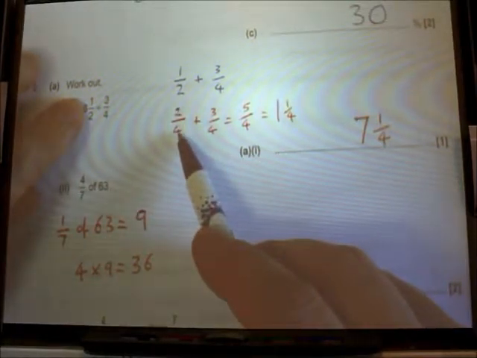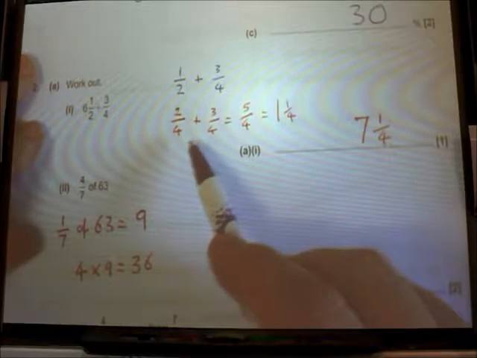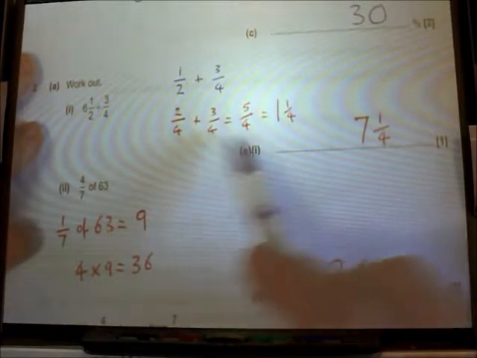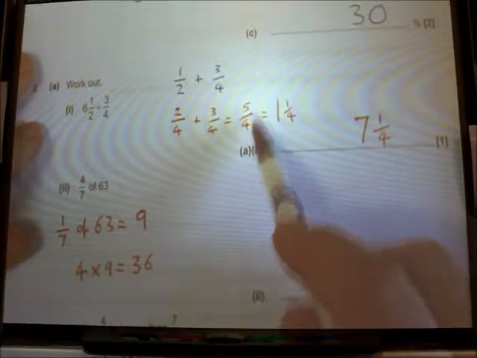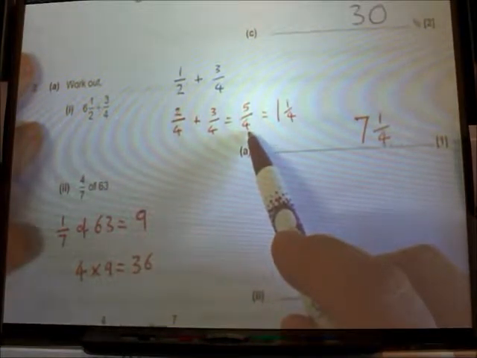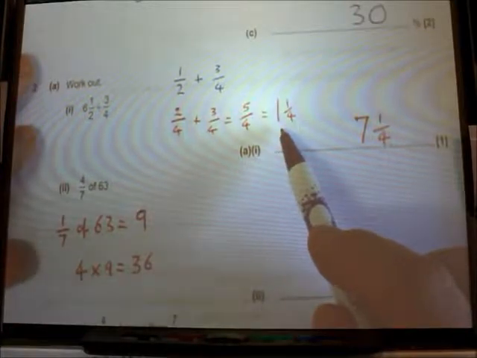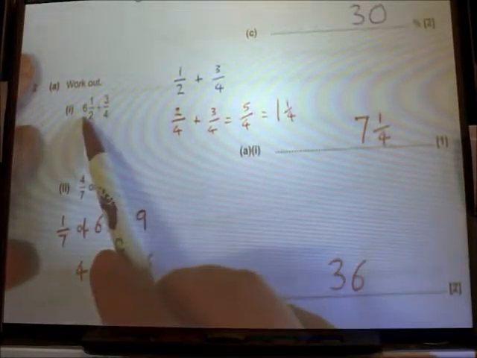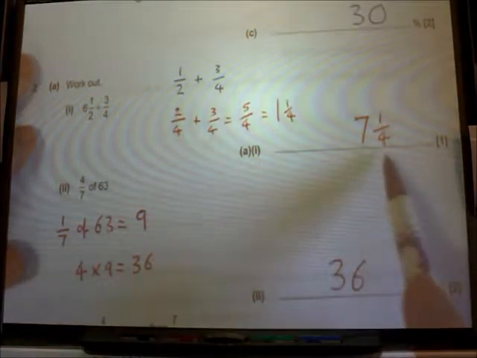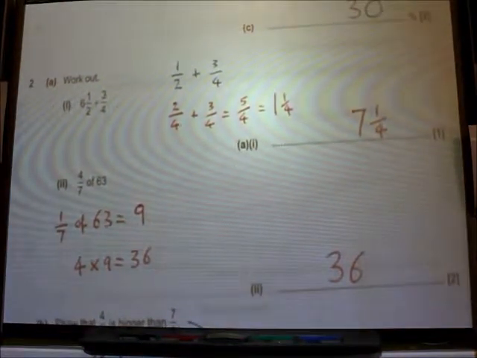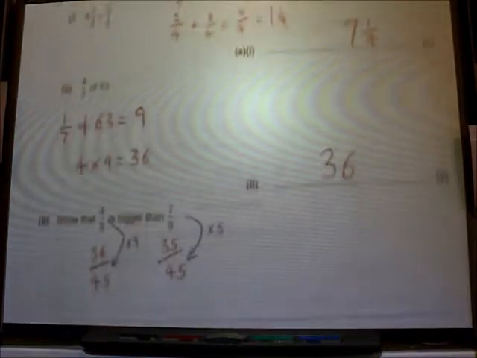So now the denominators are the same. You can add the fractions, and obviously when you add fractions, the denominators stay the same. So it's 5/4, and 5/4 is an improper fraction, so we convert that to a mixed number, which is 1 1/4. And don't forget, we had that 6 at the beginning, so I've added that on, so the answer is 7 1/4.